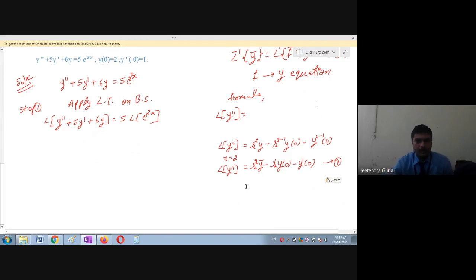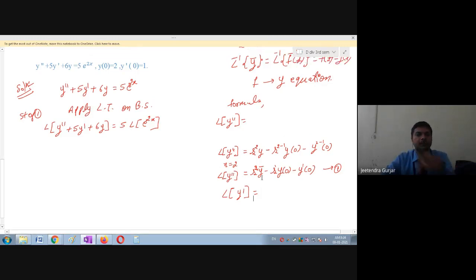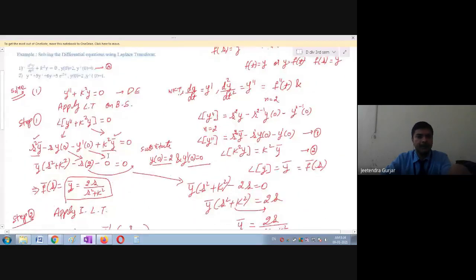So next I want to find, can anybody tell me what is Laplace transform of y dash? Yes, can anybody tell me? Please try this, students. Laplace transform of y dash. Okay, so you also try. I will also tell you.